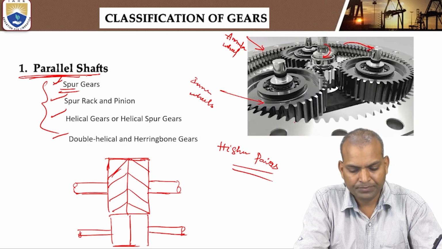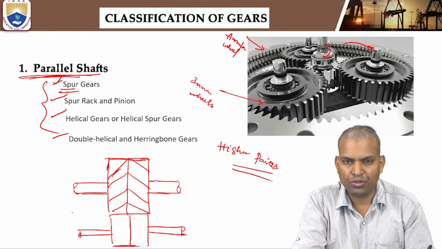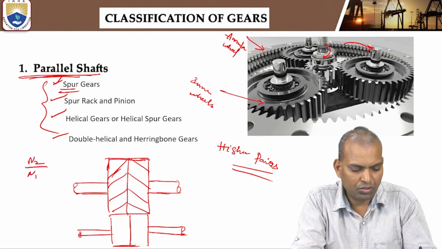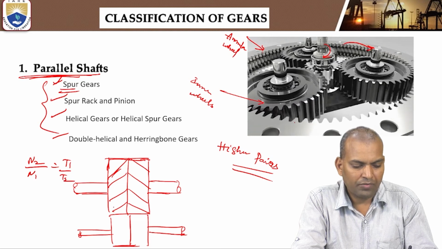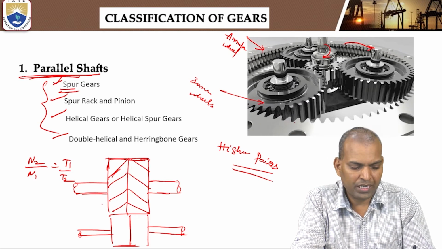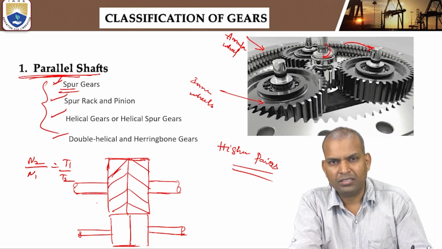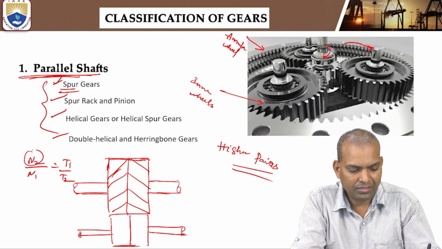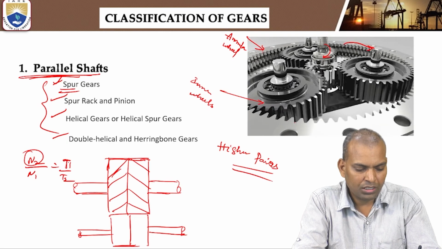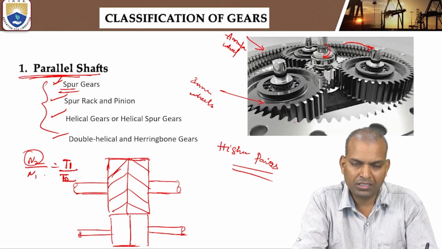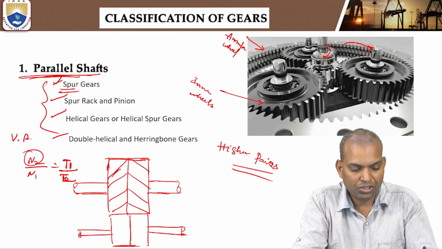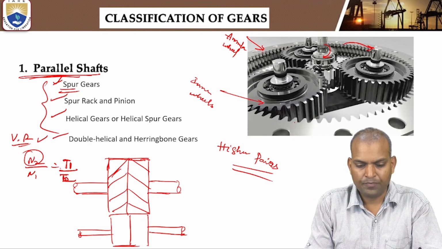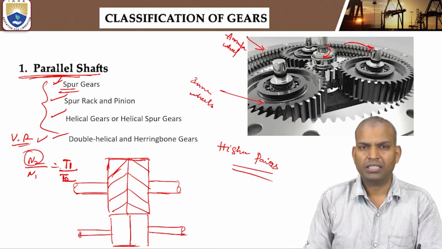And one more thing, what is the velocity ratio in terms of the teeth here? So N2 by N1 equals T1 by T2. The gear ratio, that is N2 by N1, the speed of the driven to the speed of the driver, equals the number of teeth on the driver to the number of teeth on the driven. This is also the velocity ratio. So the velocity ratio related to the speed is this. Alright, these are the classification of the gears.